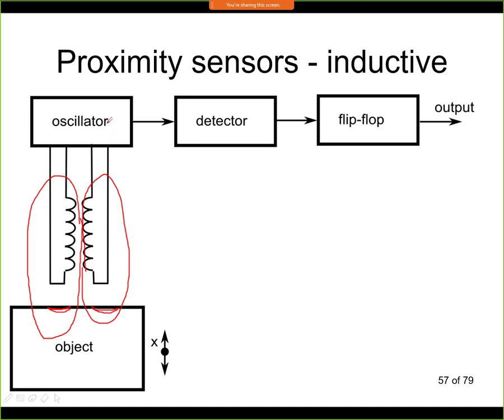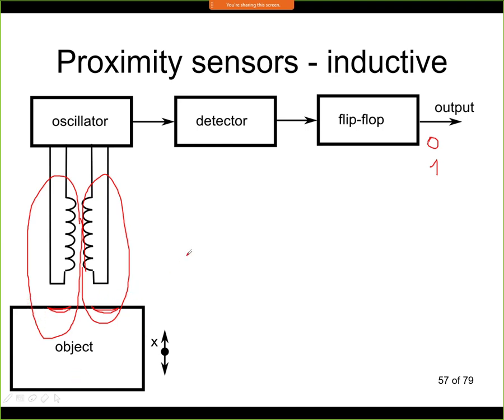So the output from the oscillator will then be processed with a detector circuit that can detect the changes of oscillations, and the output of this detector circuit will be a flip-flop circuit which will produce a 1 or 0. So here on the output we will have either 0 or 1 based on whether the object is there or not.